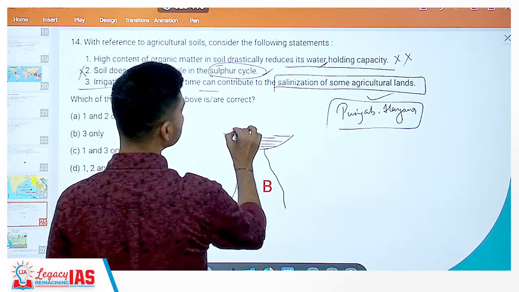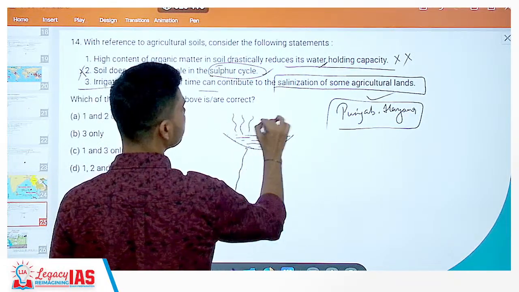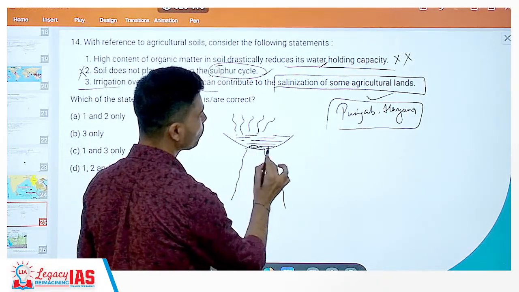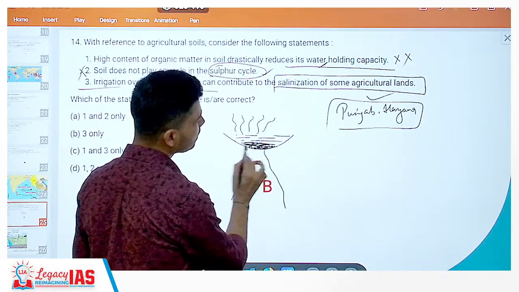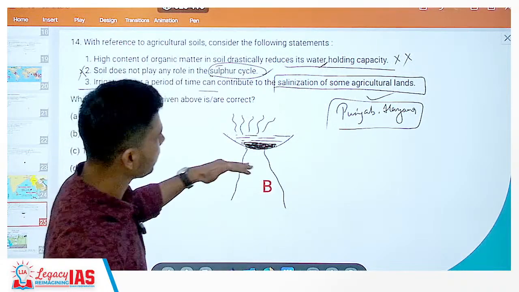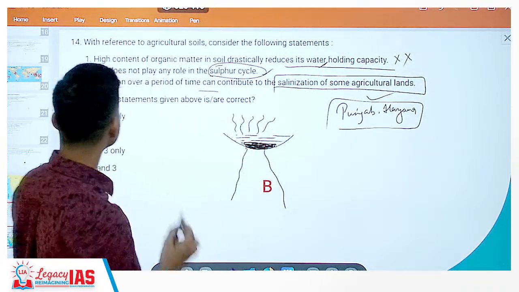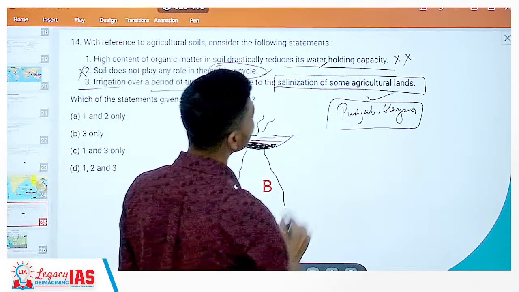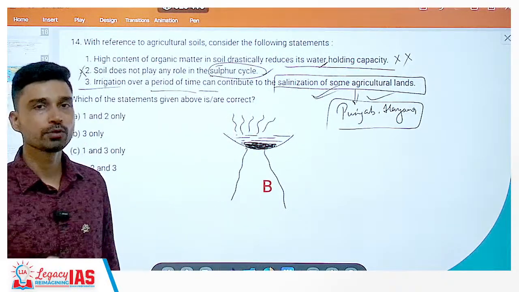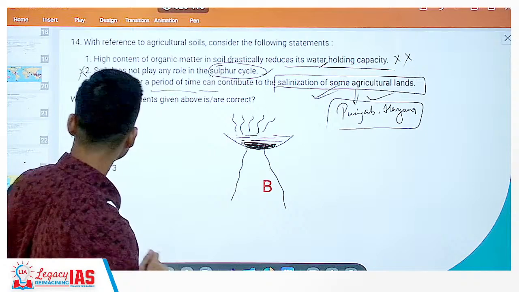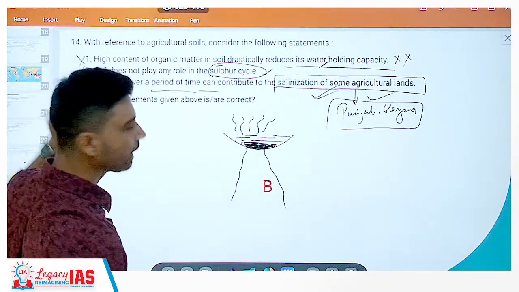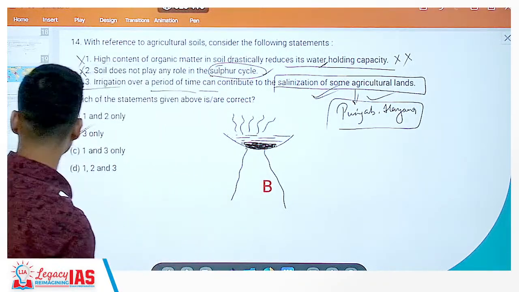And later on, when water becomes stagnant, and in the summer time, especially when the heating is taking place, the water evaporates, but the salt that is present in this water is left behind, and this process, when it goes on for a long period of time, causes continuous accumulation of salt in the upper or top layer of the soil. Thus, irrigation over a period of time can contribute to the salinization of some agricultural lands and can also lead to development of a unique kind of soil, that is called saline soil. So, that is why the correct option here is only one, that is 3 only. The first statement and the second statement are incorrect.